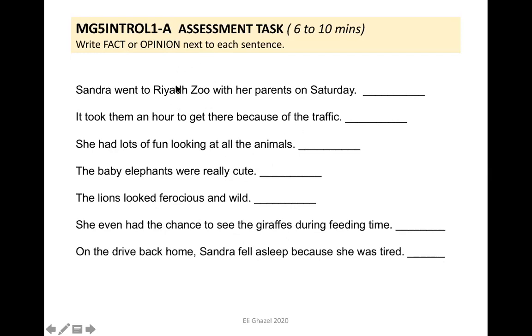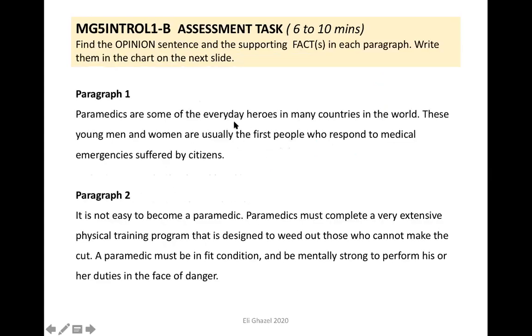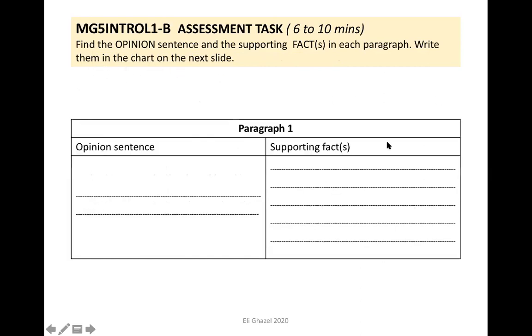So you can give this as an assignment, you can give it as a task at the end of the period, but the students have to read and decide which one is an opinion or a fact. But the higher level one, so these are the answers, look at the higher level one. We gave them 2 paragraphs. Find the opinion sentence and the supporting fact in each paragraph. Then write them in the chart. So you need to give them something like this. This helps them to collect their thoughts. This helps them to become organized. You have an opinion sentence here, and you have a supporting fact.